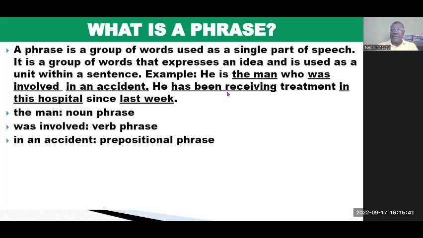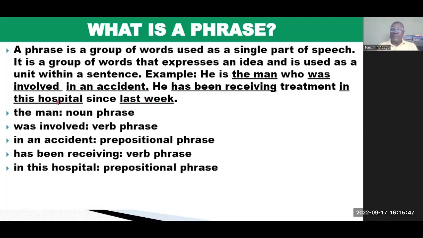Has been receiving is another verb phrase, okay? And then in the hospital is another prepositional phrase. And finally, last week is another noun phrase. But then functionally, last week can be called an adverb phrase.